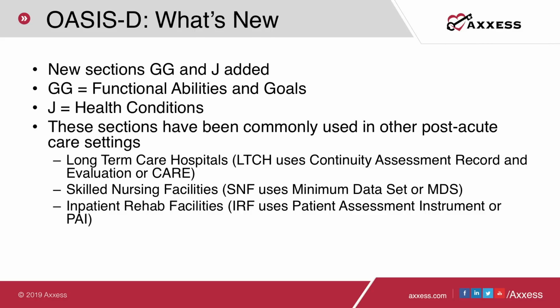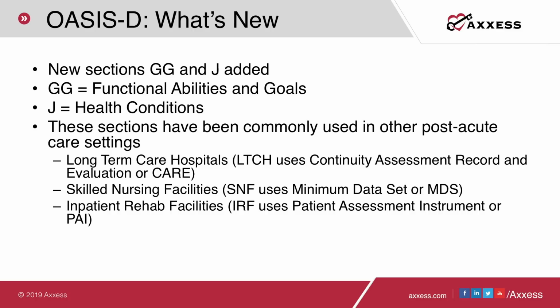J is for the health conditions the patient has. Specifically, we're looking at falls with our Oasis D items in the J section that have been added for this year. Now, these sections have been commonly used in other post-acute care settings for many years. For example, in long-term care hospitals, they use a continuity assessment record and evaluation, or a CARE tool. And so the items might have come from that CARE tool.